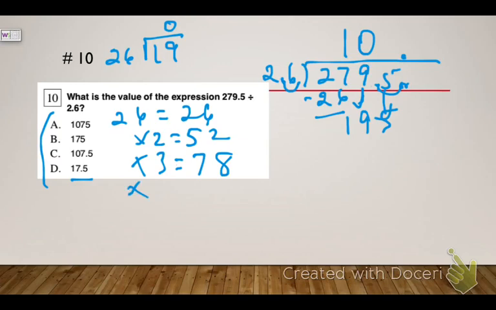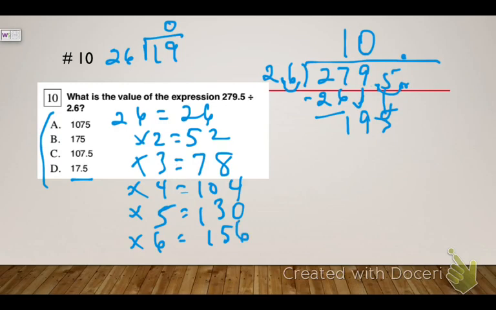So let's keep going. Times 4 would be 104. Times 5 would be 130. Are we close to 195 yet? No. Times 6 would be 156. Times 7 would be 182. Well, that's pretty close. So let's go to 182 here and see what happens. I want to put a 7 up there, right? Well, guess what? Already I know my answer because I have 107.